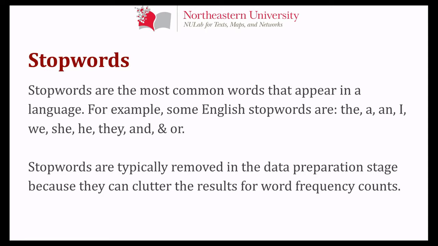Stop words are the most common words that appear in a language. For example, some English words are the, a, an, I, we, she, he, they, and or. Stop words are typically removed in the data preparation stage because they can clutter the results for word frequency counts. Sometimes, though, a researcher can choose to keep stop words because stop words, such as prepositions, may help us identify particular information about the author and the author's patterns as they write.